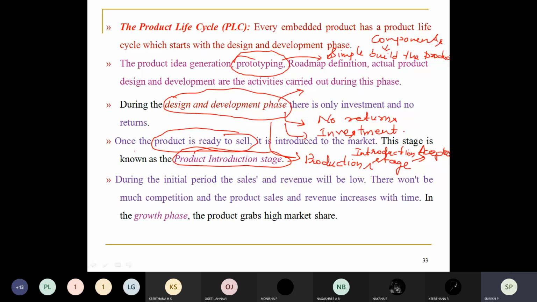Initially, in the initial period, what will happen? The sales will be less. And when the sales are less, what will happen? Obviously, the product cost will be more.